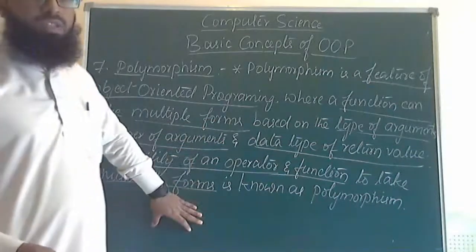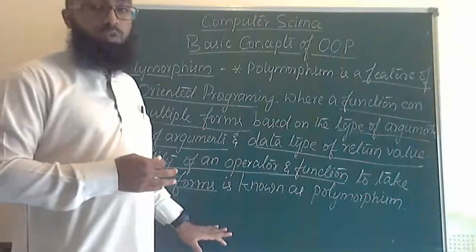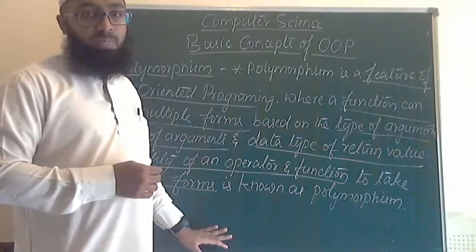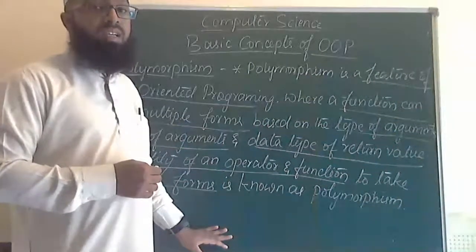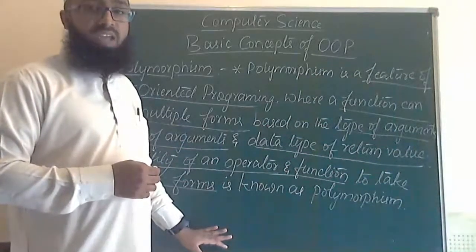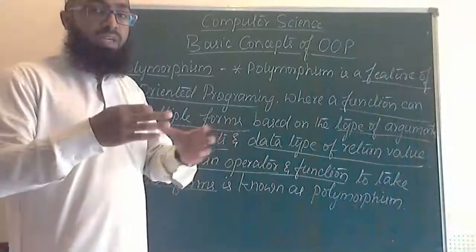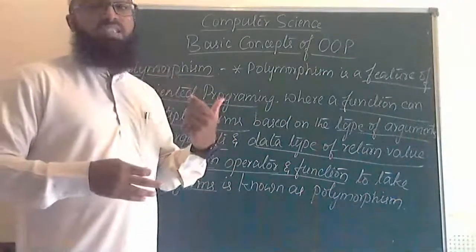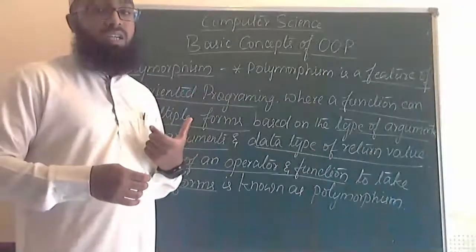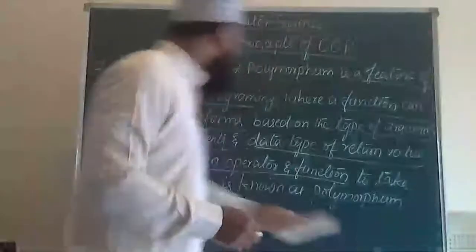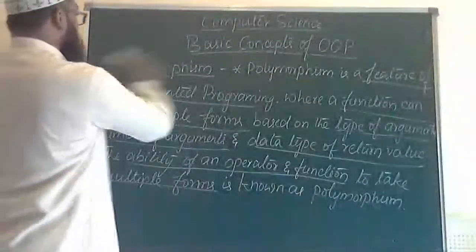The best example for this is what you learned in your first PUC: string concatenation, the strcat function. Two strings are combined to become one string. That is called string concatenation, and it is the best example for polymorphism. Now I will show you with an example.